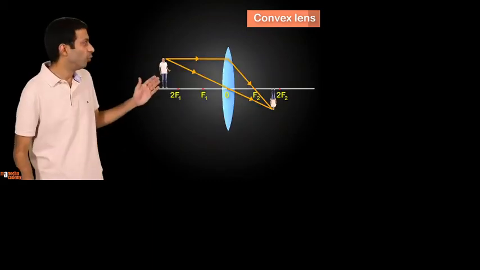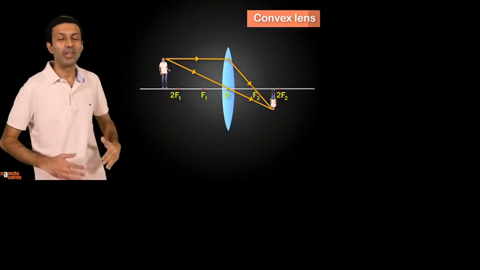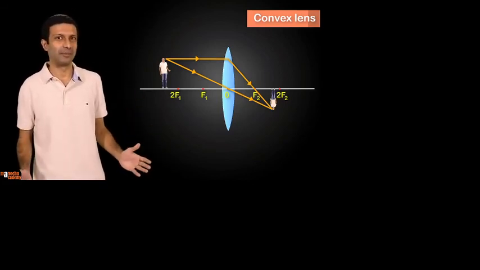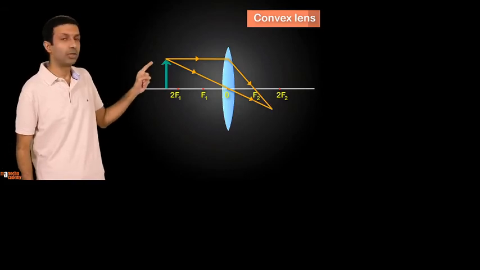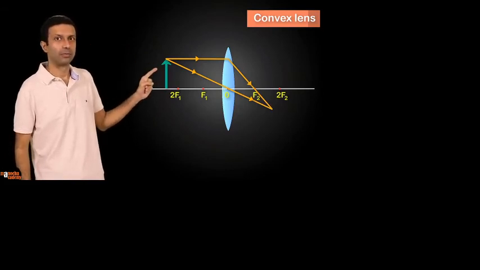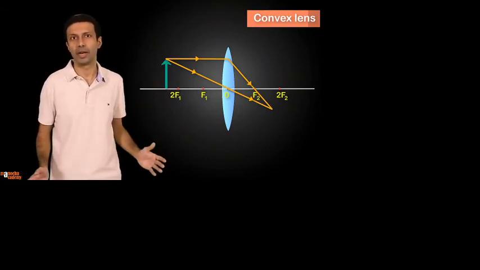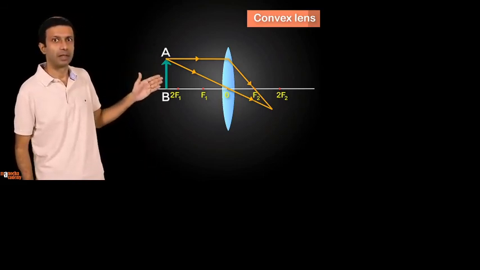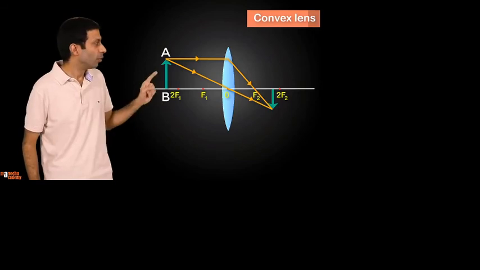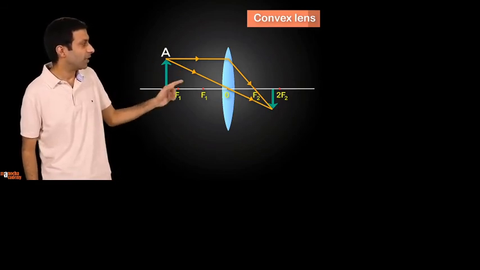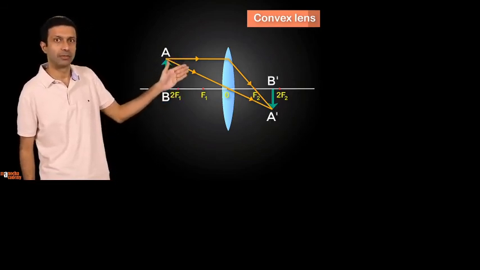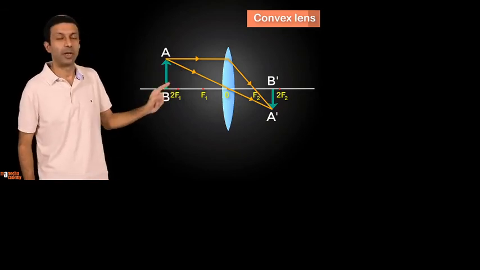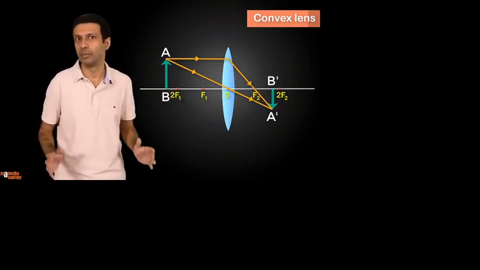You'll find similar diagrams in your textbook. Of course, I won't be the object there. The object is usually shown with an up arrow, since the object is upright, and marked as AB. The image is also shown with an arrow and it's represented as A dash B dash. As you can see, the arrow is inverted here because the image is an inverted image.